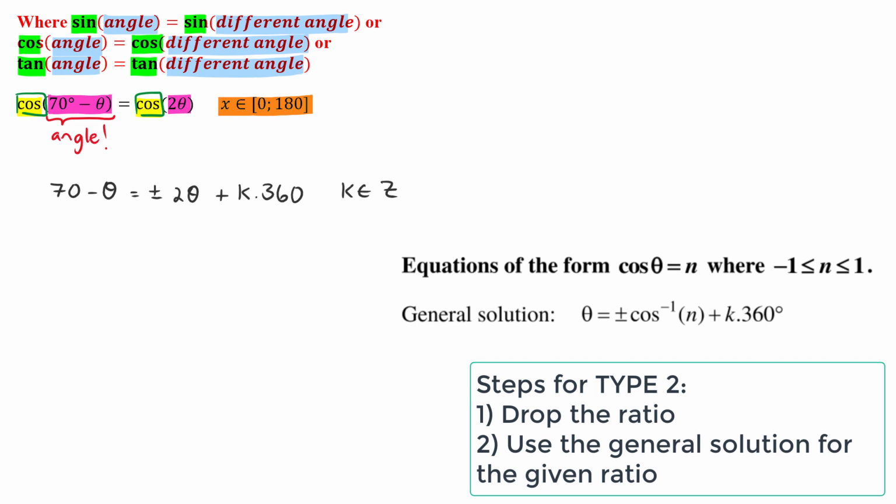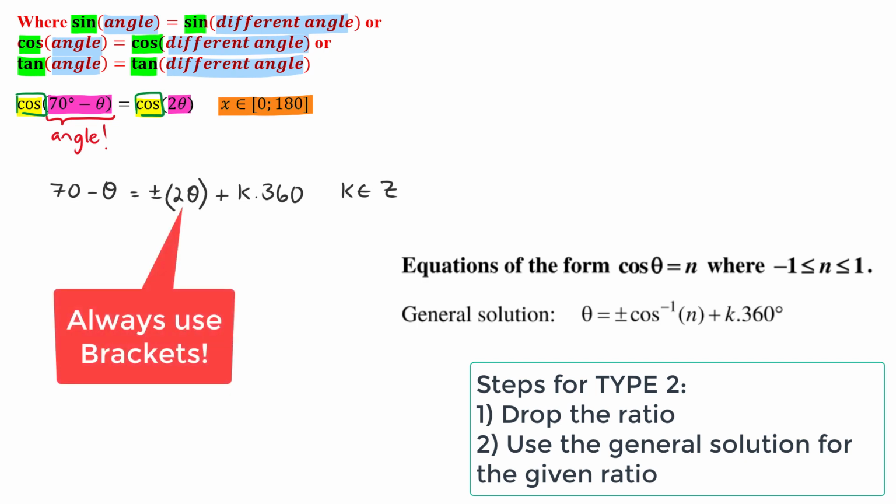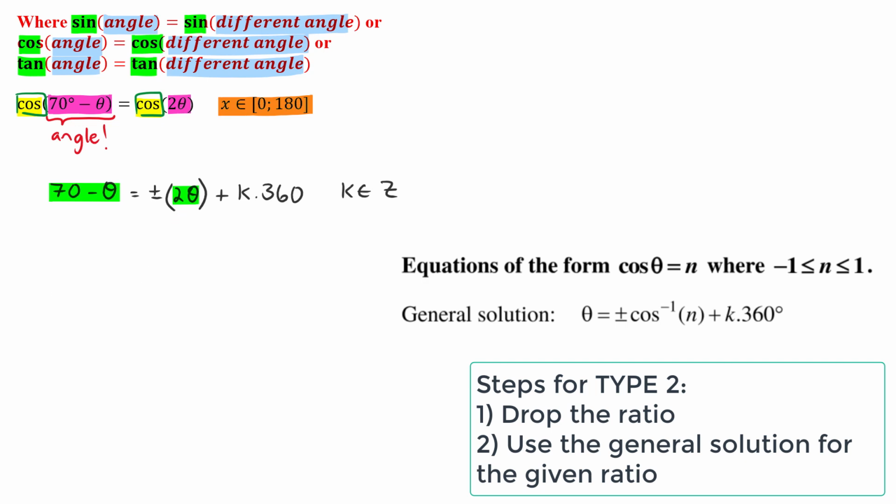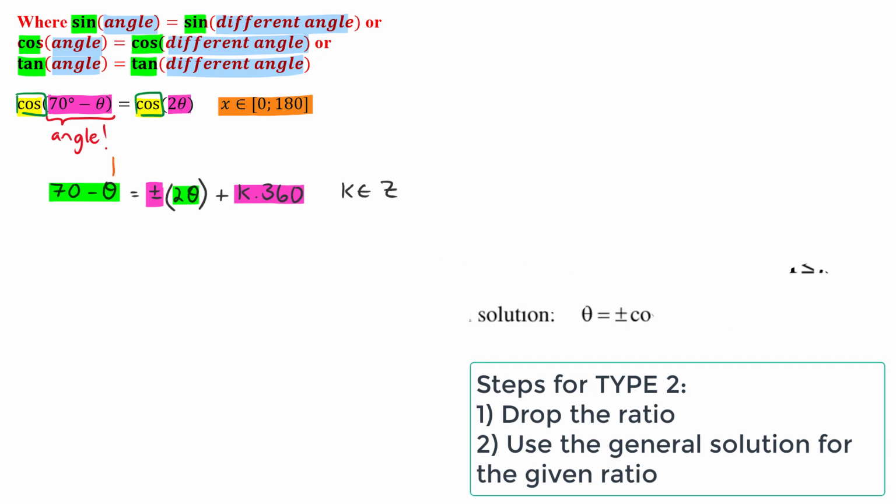So basically what you need to do whenever you get to a case like this is simply drop the ratios, write the angles out, and once you've done that, you add in the details from your normal general solution equations. And then our job is simply to get theta by itself. So we're going to start off dealing with the plus, and then we'll deal with the minus.